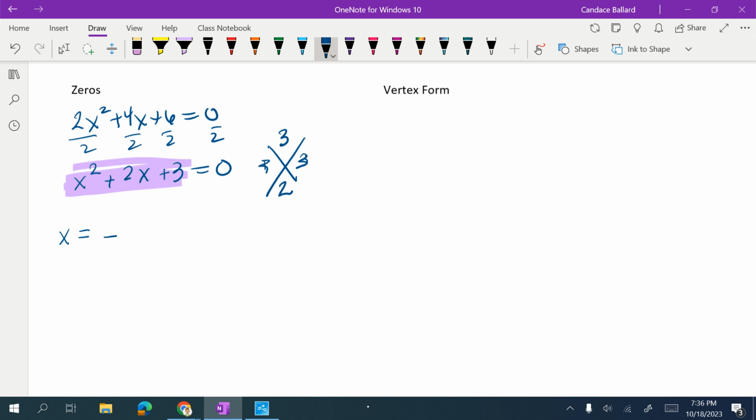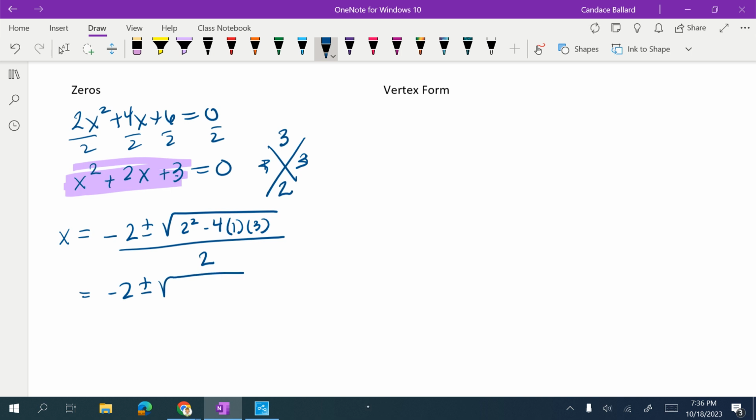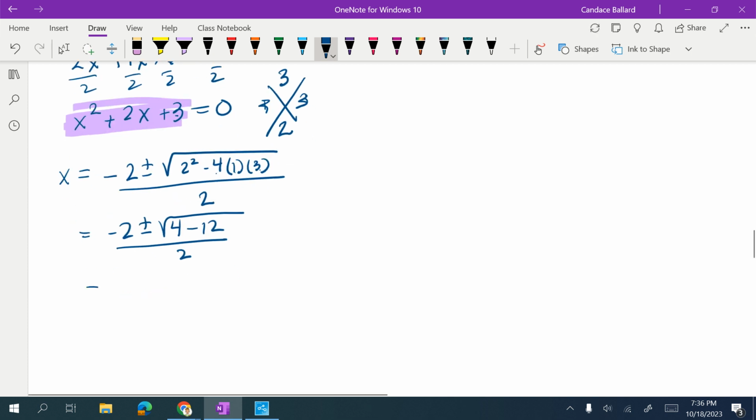So I'm going to go negative b, which is 2, plus or minus the square root of 2 squared, the b squared, minus 4 times my a value of 1 times my c value of 3, all over 2. So we get negative 2 plus or minus the square root of 2 squared is 4. Negative 4 times 1 times 3 is negative 12, all over 2. So we've got negative 2 plus or minus the square root of 4 minus 12 is negative 8, over 2.